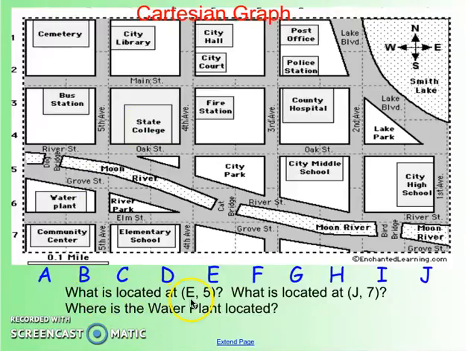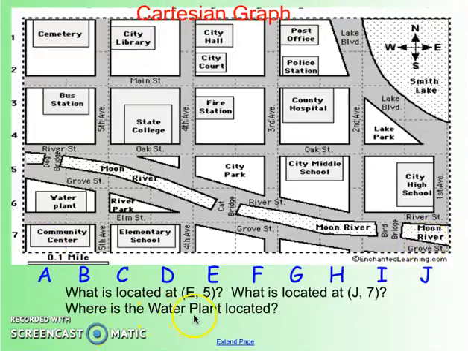So it says what is located at E5. If I go over to E and I go up to 5, here's 5, notice what do they intersect at? They intersect at City Park. So my answer would be City Park. That's the location for City Park. What is the location for J7? Well, I'll go over to J. It's kind of like you're playing Battleship, if you've ever played that. And we go up to 7. And so notice we're at Moon River.